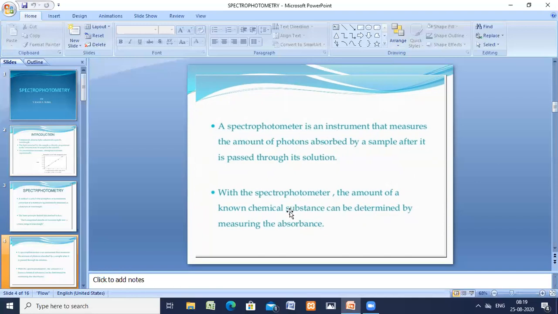Very simple. We need to know the concentration using the spectrophotometer. How will the concentration be known? It will be known just by measuring the absorbance. How much ever the sample absorbs the photons, that indicates the concentration. The concentration is directly proportional to the absorbance.